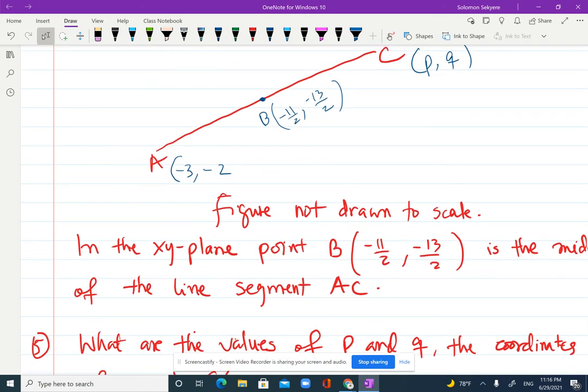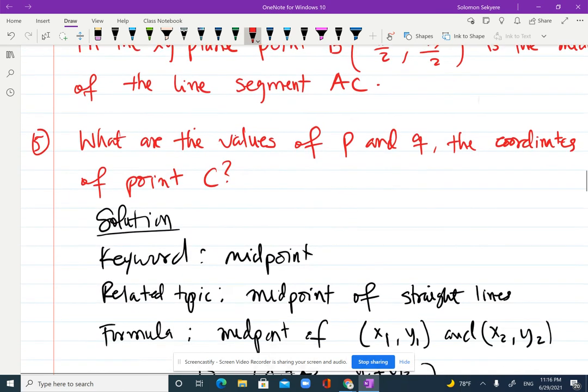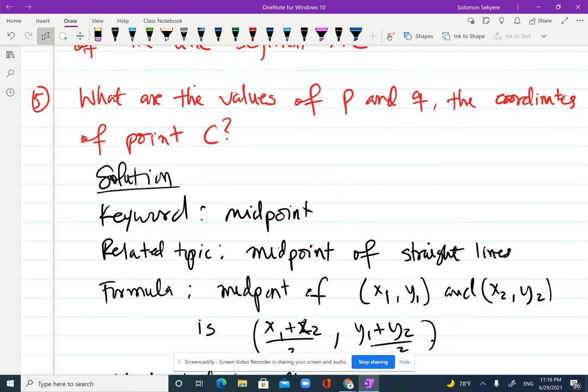In the xy plane, the point B, here you're given the midpoint of the line segment AC, given the coordinates of A, and the coordinates of C are unknown. Now the question is, what are the values of P and Q? Try it first, pause the video, try it, come back. Let's go.